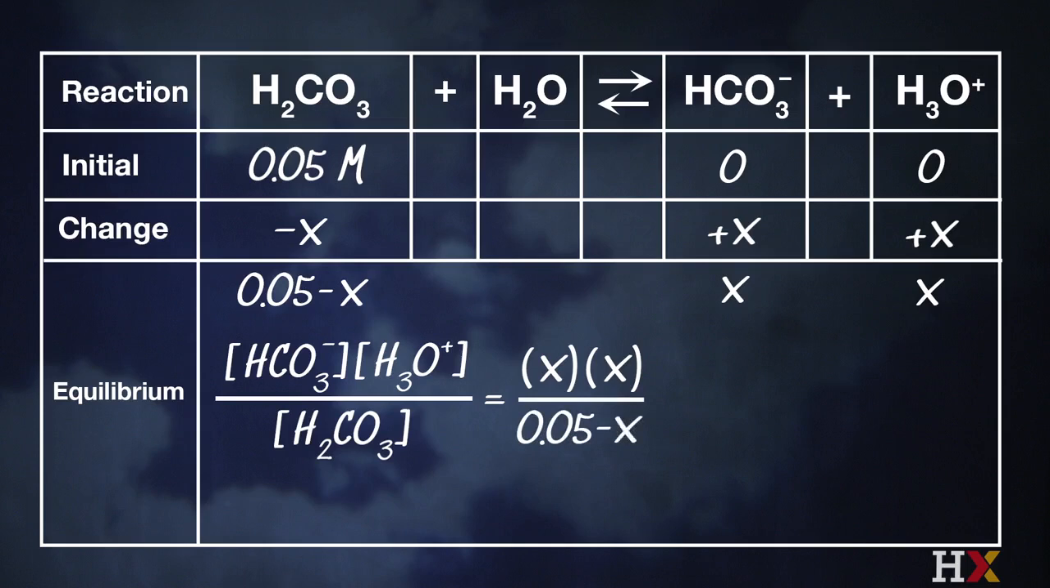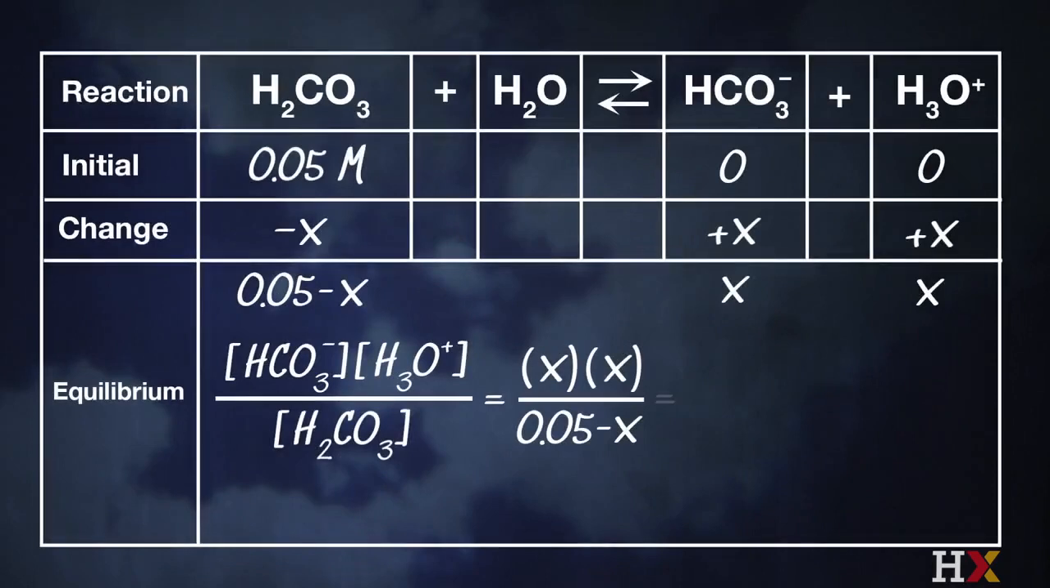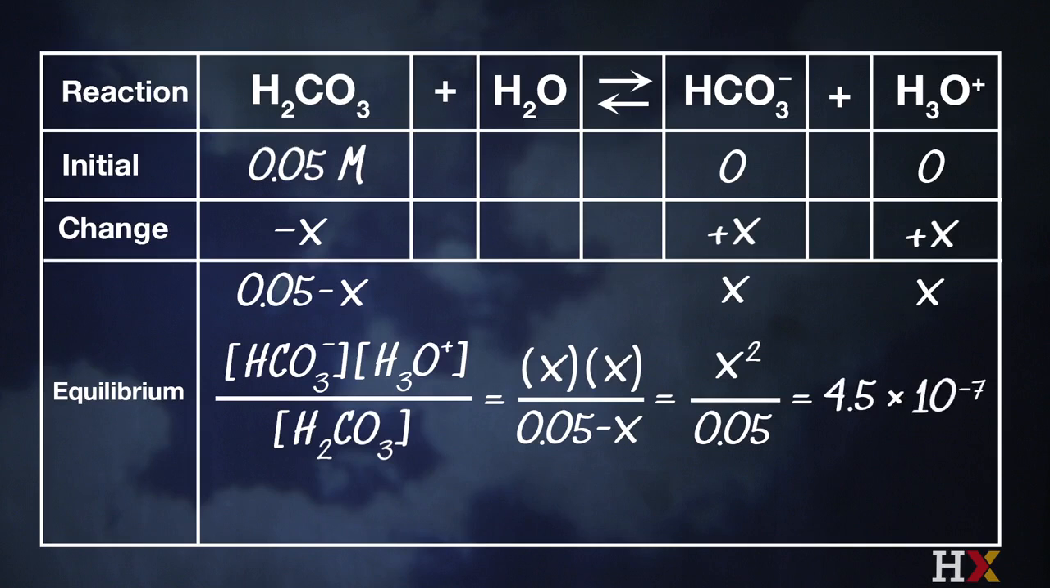Okay. At this point, we can make the approximation that X is small compared to 0.05. We can check that in the end, but it turns out in this case it's valid. And that means we can represent this as X squared over 0.05, and that is equal to the first acid dissociation constant, Ka1, and that is equal to 4.5 times 10 to the minus 7.